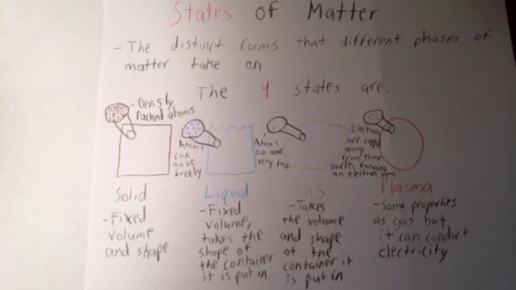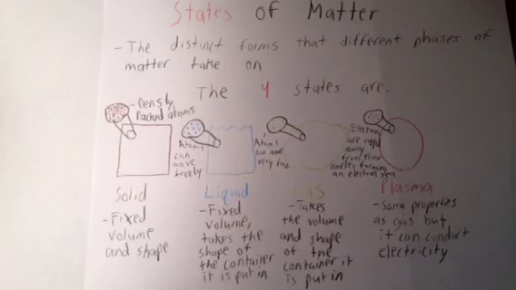Now that we know the basics of atoms, which are the building blocks of matter, let's learn about the different states of matter. Matter can exist in 4 states: solids, liquids, gases, and plasma. Solids have a fixed volume and shape. Their atoms are densely packed together and cannot move. Liquids have a fixed volume, but they take the shape of the container they are put into. Their atoms can move around freely.